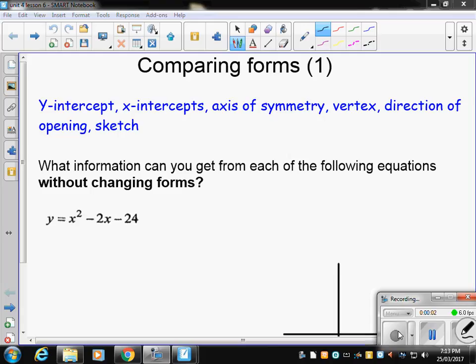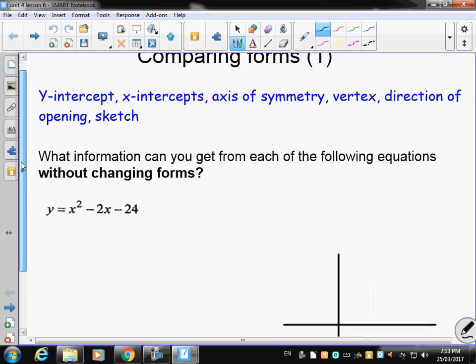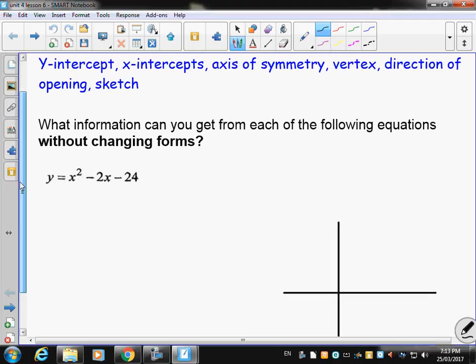So 3M, lesson 6, we're going to look at the different forms today. You're now experts on quadratics from beginning to end. And we're going to see what we can glean from each form when we're looking for things like the y-intercept, the x-intercepts, the axis of symmetry, the vertex, the direction of opening, and a sketch. So for the first one, what information can you get from each of the following equations without changing forms?